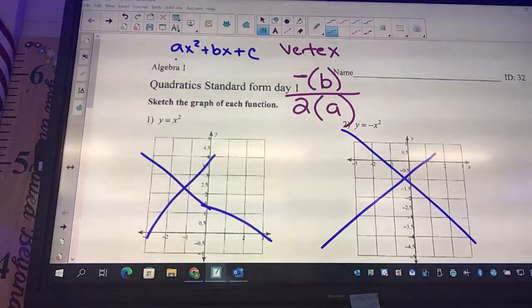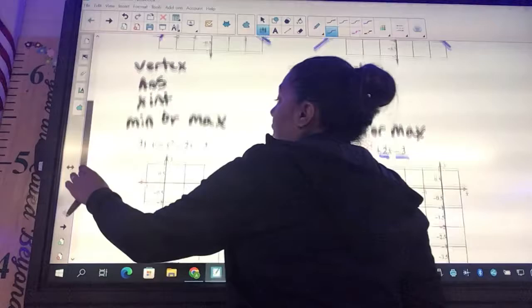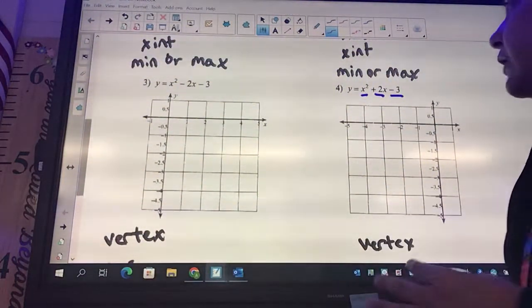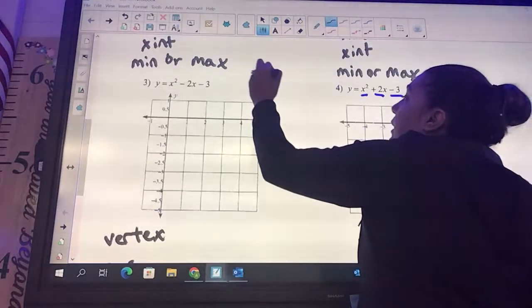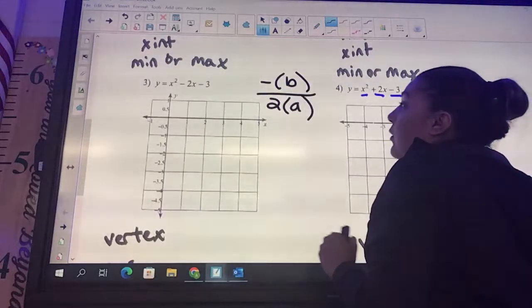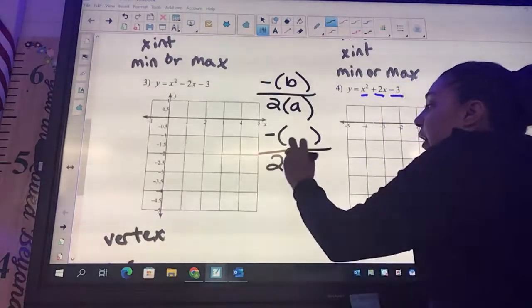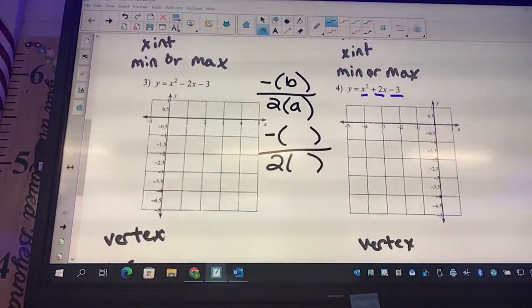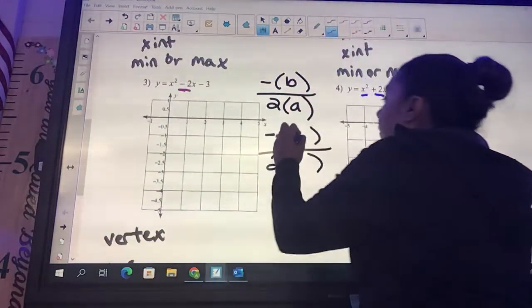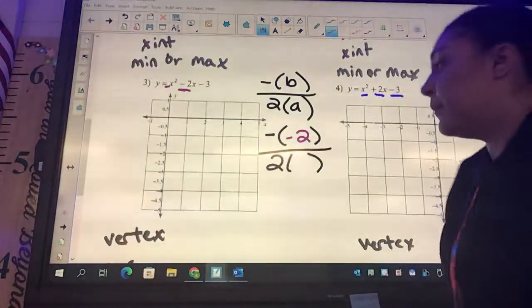We are going to start on number 3. To find the vertex, before you can even graph anything, you have to find the vertex. So you're going to use that formula, negative b over 2 times a. Everything goes there except for the b and a. Our b in this case is going to be -2, and our a is 1 because there's nothing in front of the x.